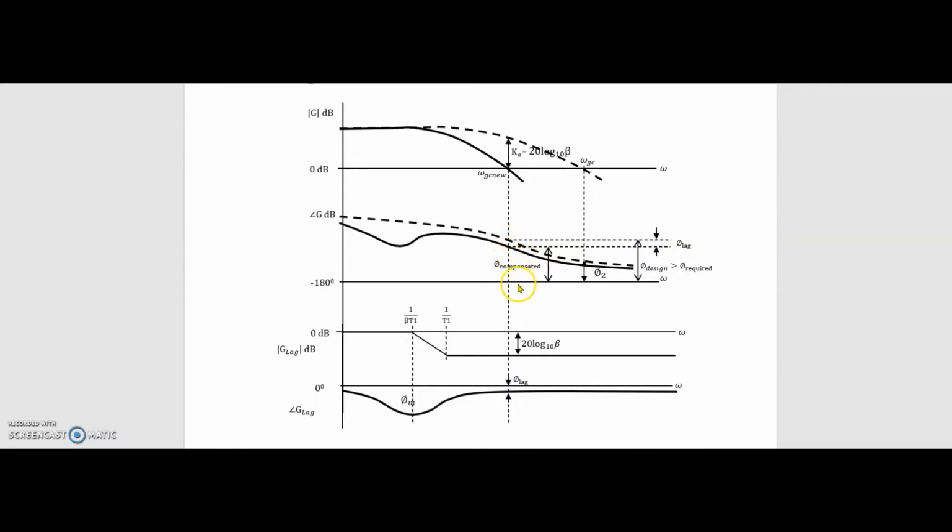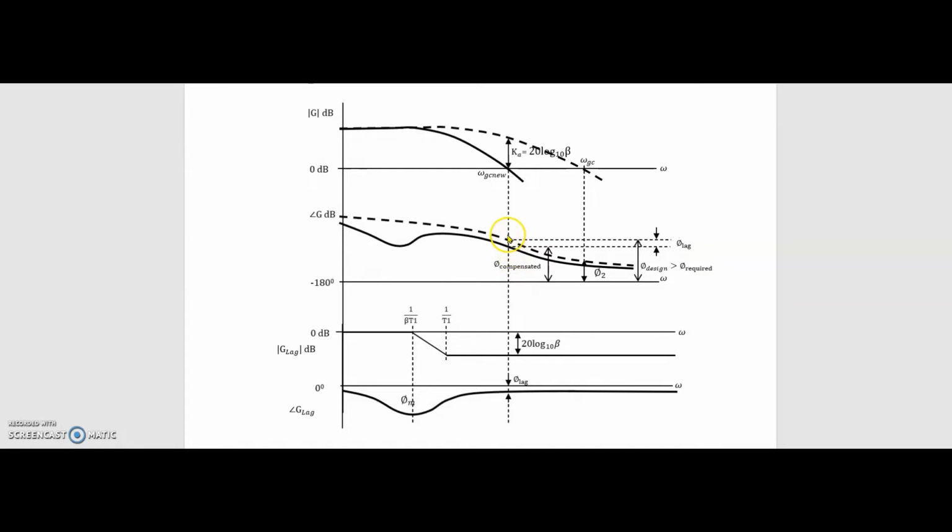Okay, now instead of 50 degrees we will design for some more. Why? Because after designing, phase also drops. So let us say the requirement is 50 degrees, so we will look at 60 degrees. So 60 degrees we will search here, and let us say 60 degrees comes at this frequency.